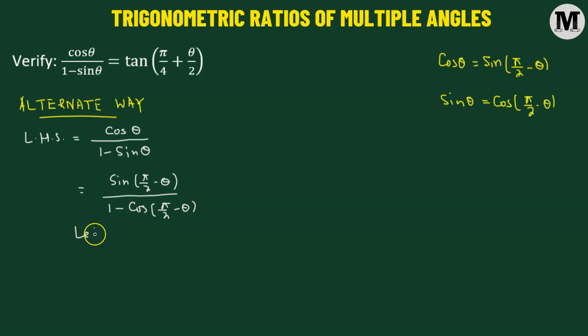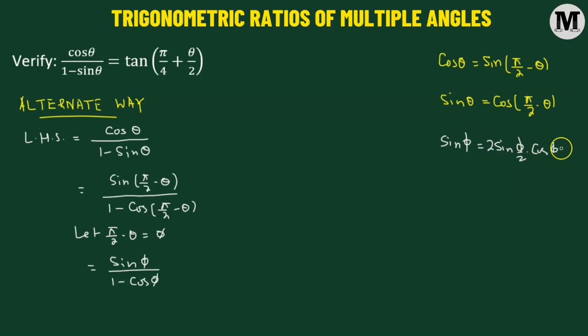For the time being, let's assume that pi over 2 minus theta is equivalent to phi. So that means our expression becomes sine phi divided by 1 minus cosine of the angle phi. Okay, now we have already talked about this. So sine phi can be expressed as 2 times sine of the angle phi over 2 times cosine of the angle phi over 2. And 1 minus cosine of phi becomes equal to 2 times sine squared phi over 2. So let's use these values.